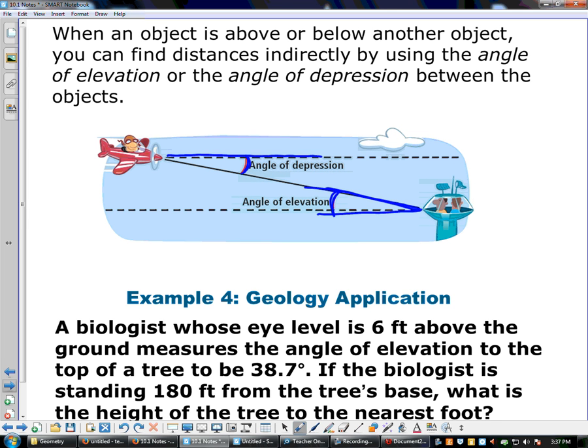So it always has to be something with a horizontal line. Correct. So between the horizontal line and where you're looking. So we're going to use that to help us here for our example 4.